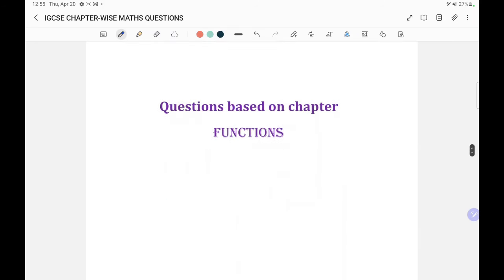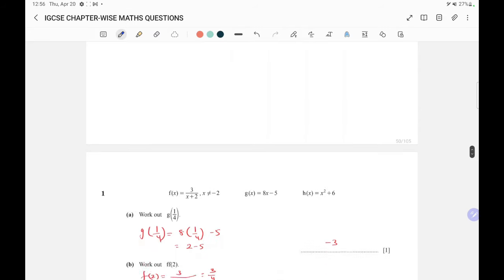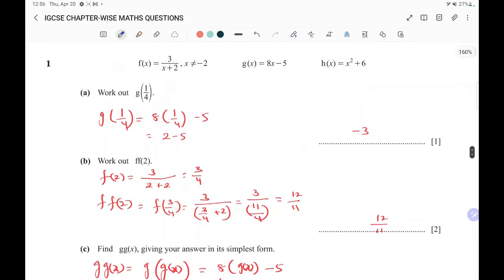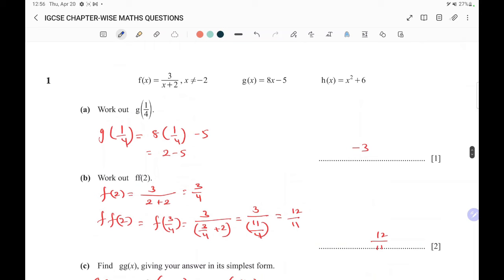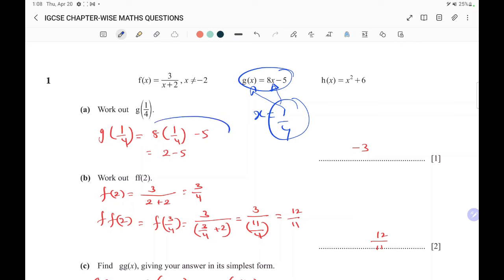Okay, the next question is based on functions. So now we are going to solve question number 1. The first question is very easy. Work out g of 1 over 4. So this is my g of x. x equals 1 over 4, we have to substitute here. So 8 times 1 over 4 minus 5, which is 2 minus 5, which is minus 3. Now f of 2. So we can find f of 2 first.